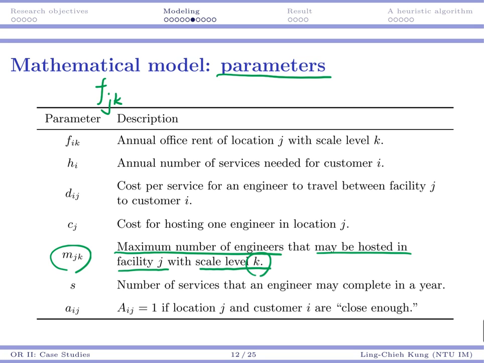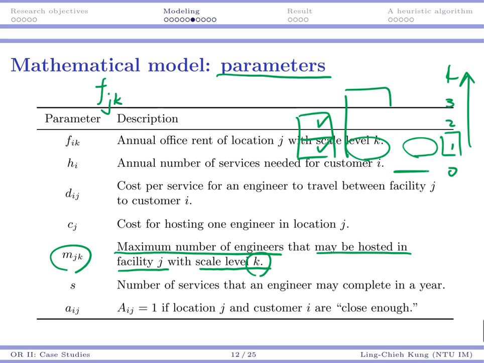So scale level k is, for example, there may be several different scale levels. Let's say scale level 0 means you don't build a facility there. Scale levels 1, 2, 3, 4 become bigger and bigger, but for Taipei, scale level 1 may have a different space from scale level 1 in Taichung. Or maybe in Taichung you only have 2 possible scale levels, maybe in Taichung you have 3, maybe in Taipei you have 4, and so on. And maybe scale level 1 in Taipei means 100 ping or something like that, and maybe in Taichung that means 80 ping, and so on.